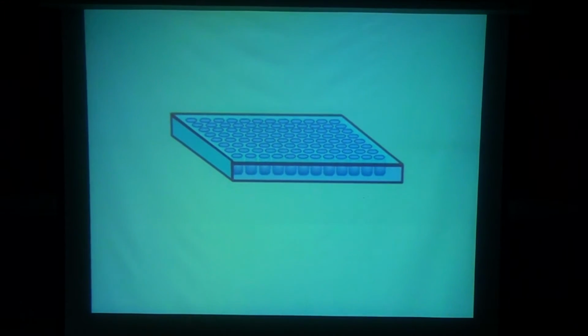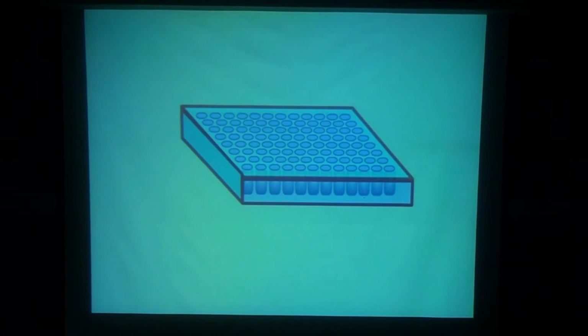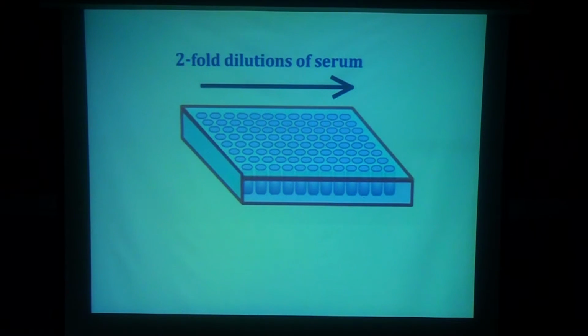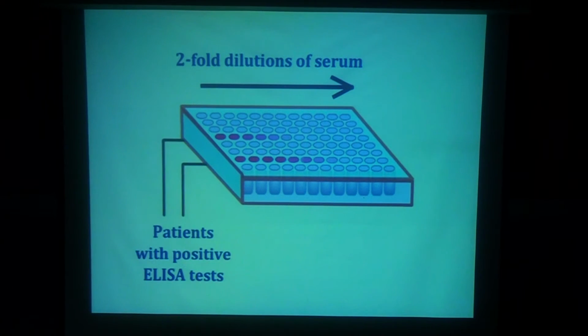The development of color in the wells with a specific antibody can be seen with the naked eye or quantified with an electronic plate reader. The reaction is less intense as the serum is diluted and the amount of antibody captured in the wells decreases. The titer is the highest dilution with definite color development.